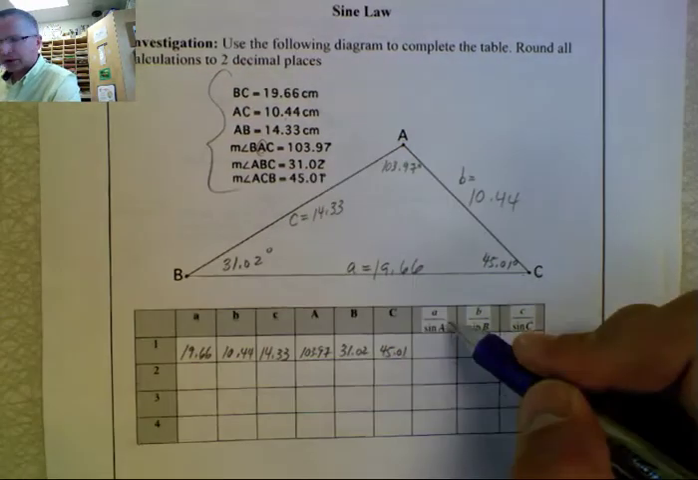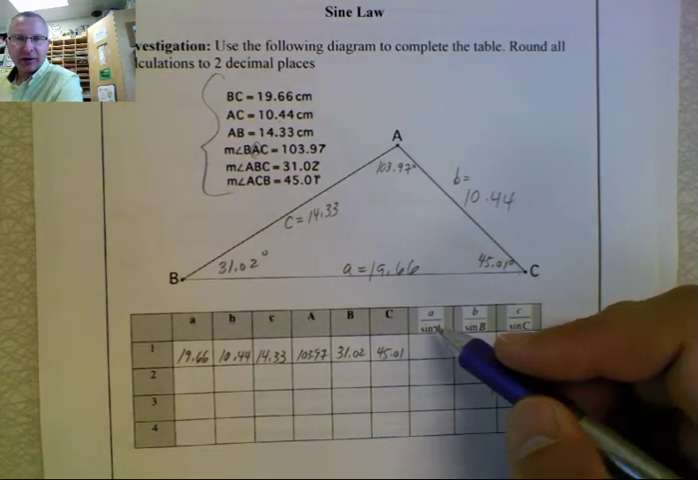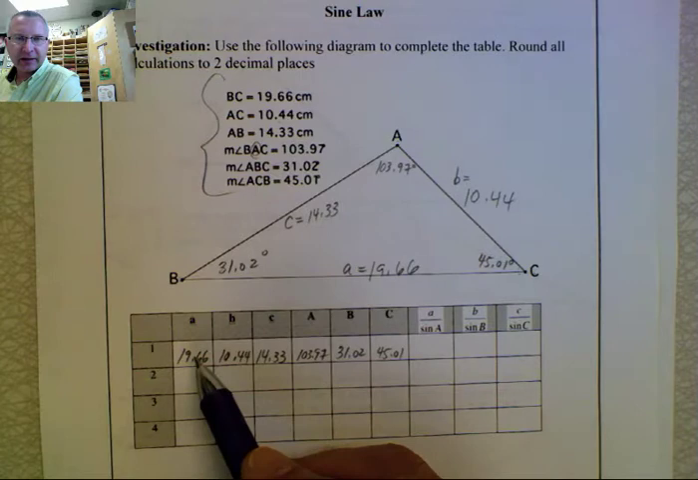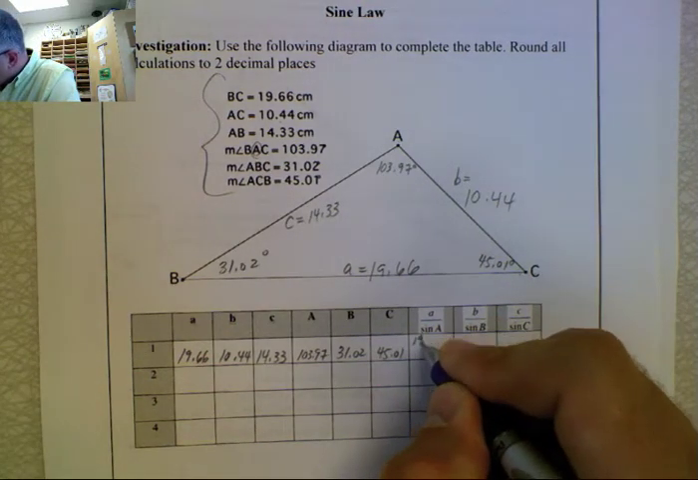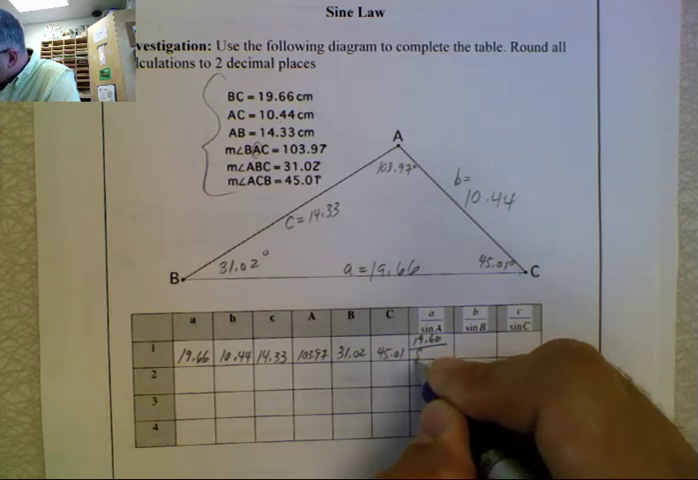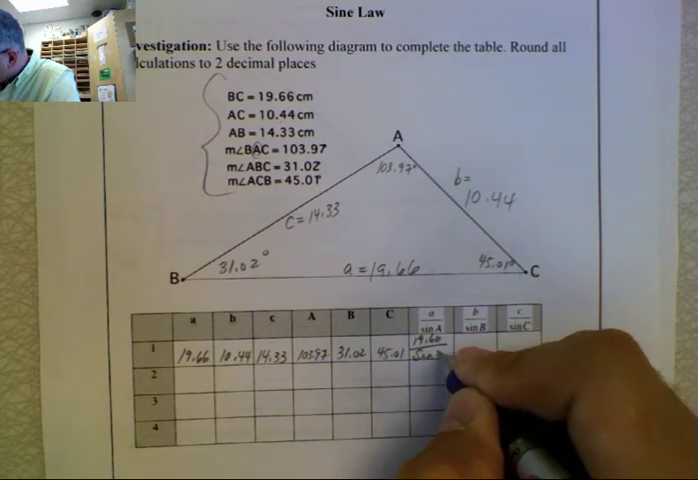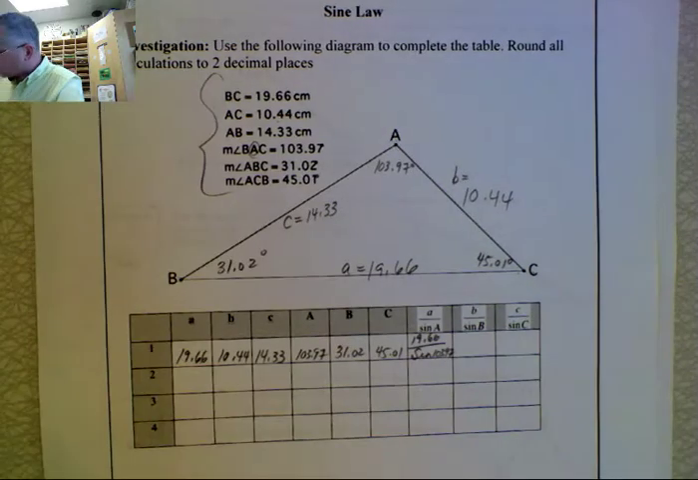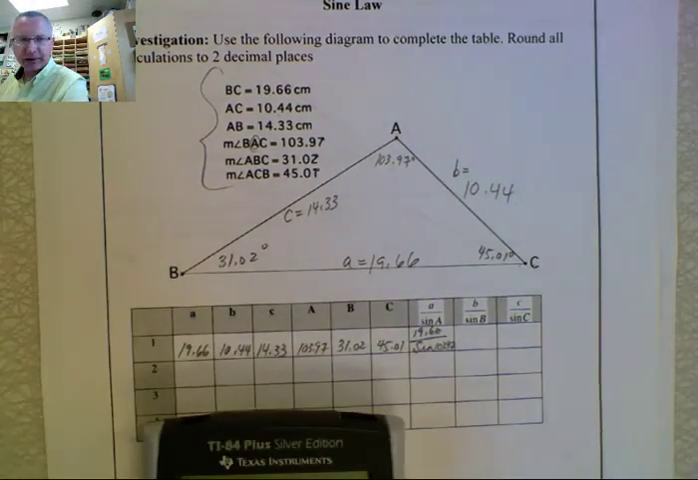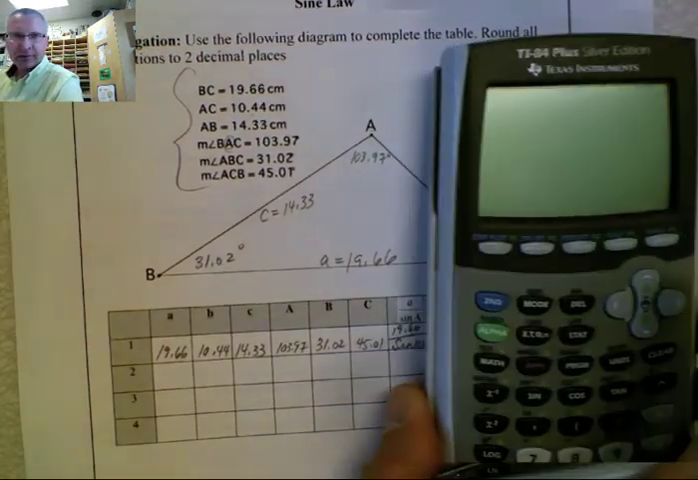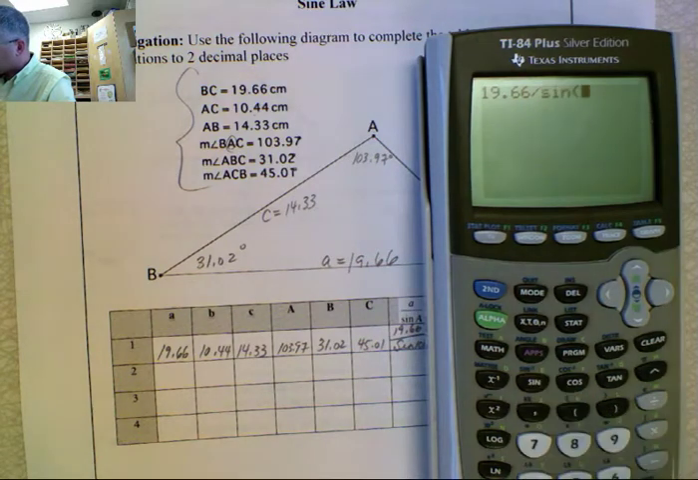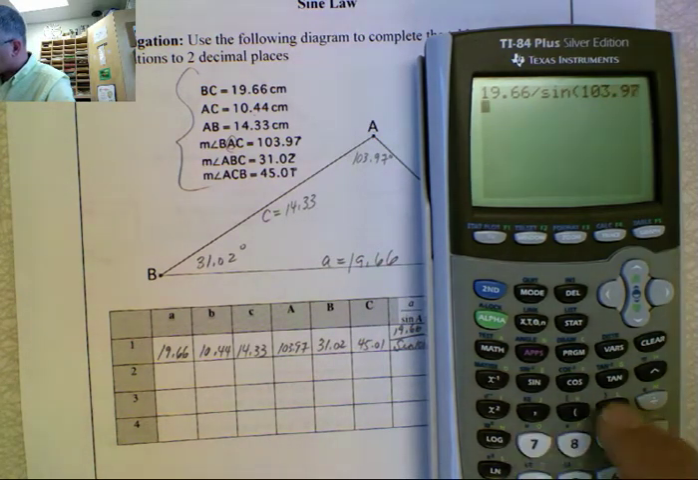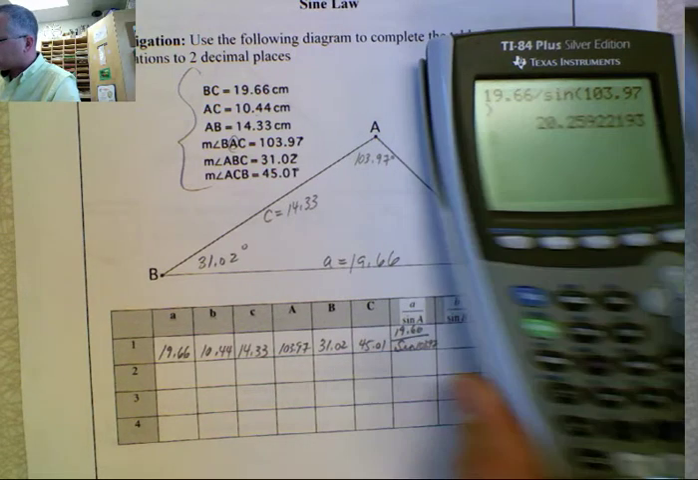So now we're going to calculate this ratio. We're going to take side a divided by the sine of angle A. So we're going to take 19.66 and divide it by the sine of 103.97. If we do that on our calculator, I get 20.26.